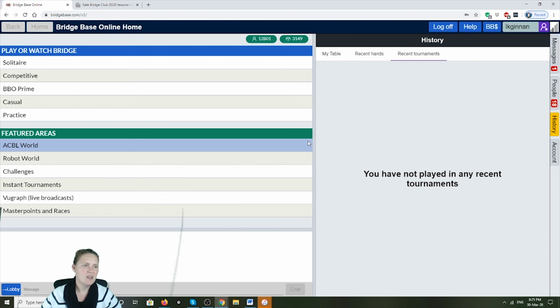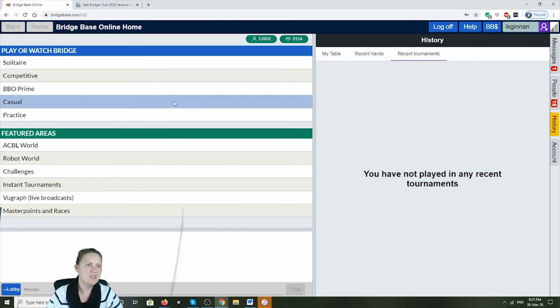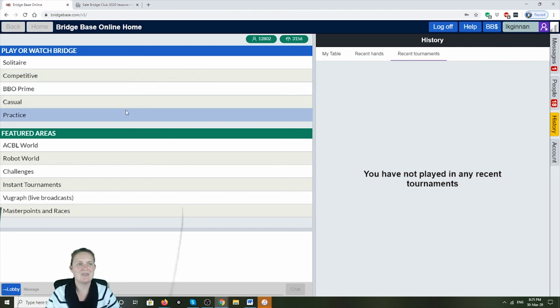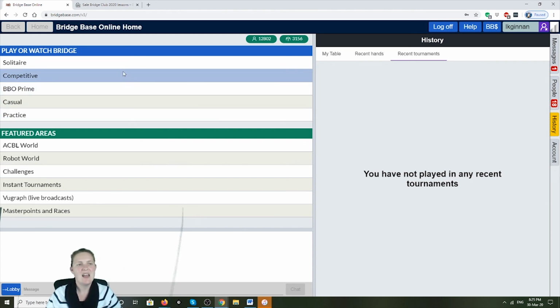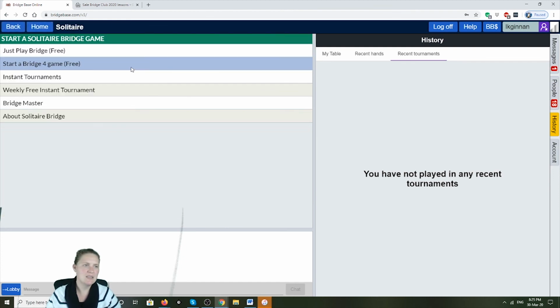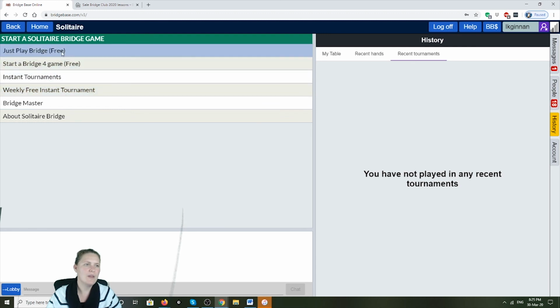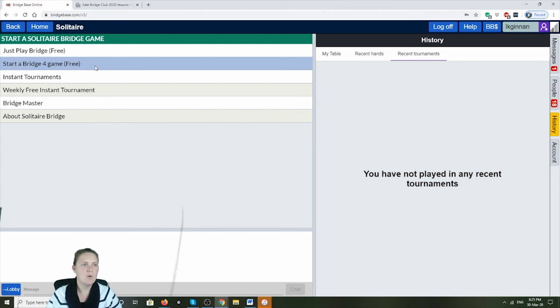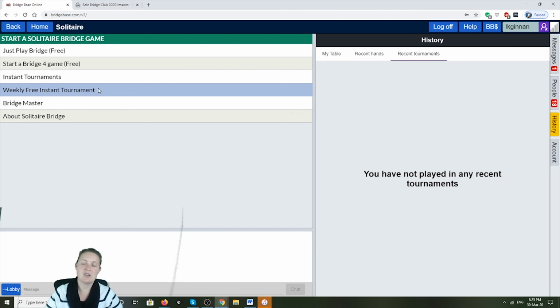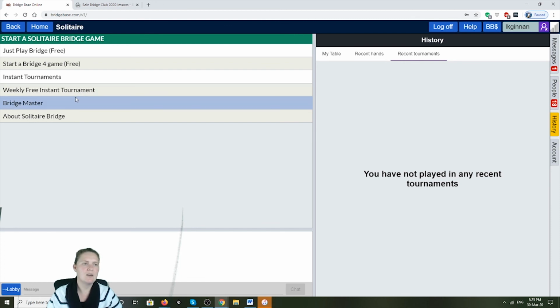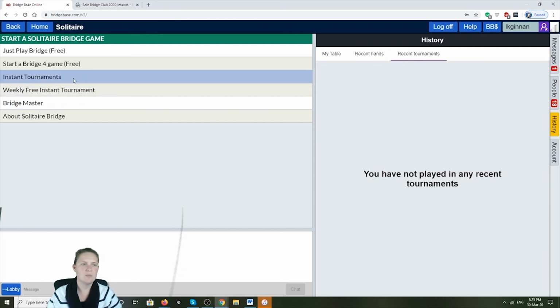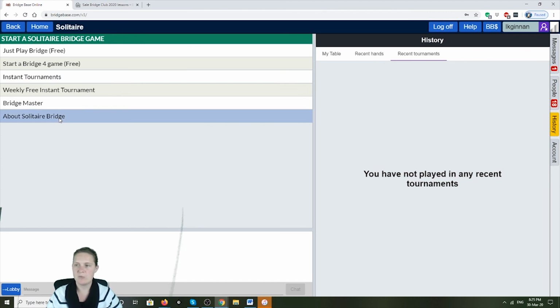Another couple of things that I'll point out: basically, don't go to any of these sections down here. At the moment, we'll just get you playing in the solitaire section, and ignore instant tournaments. The areas that you could go to: play bridge for free, start a bridge 4 game free. There's also the weekly free instant tournament. If you play this one, you actually get compared to another 14 people, and also Bridge Master. They're the areas that I'd go to. Don't go to instant tournaments.